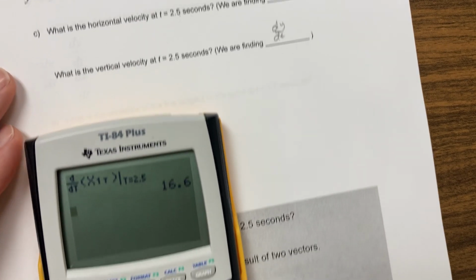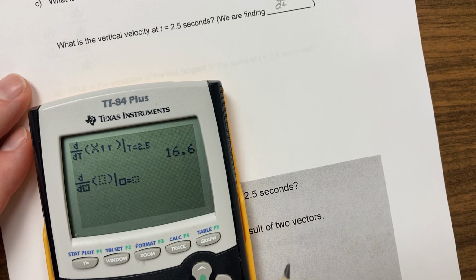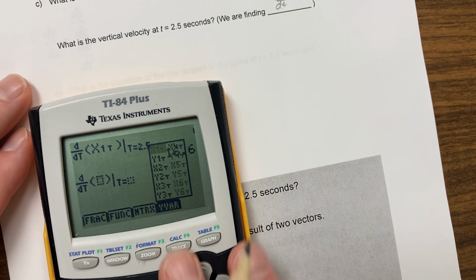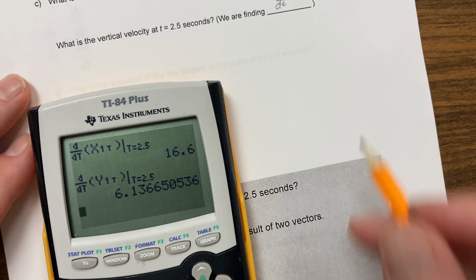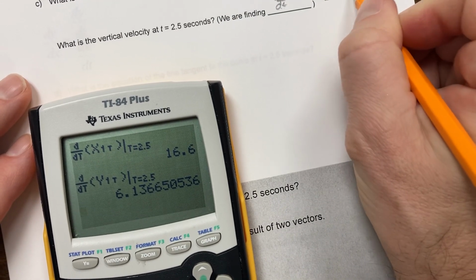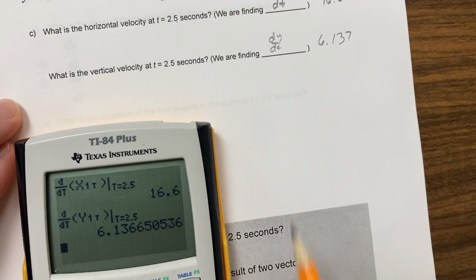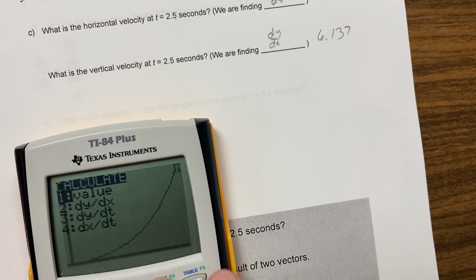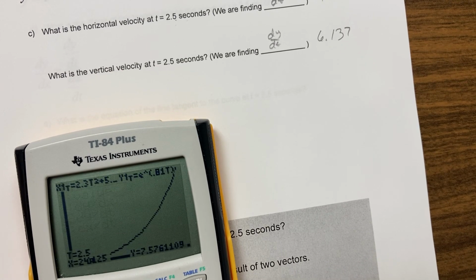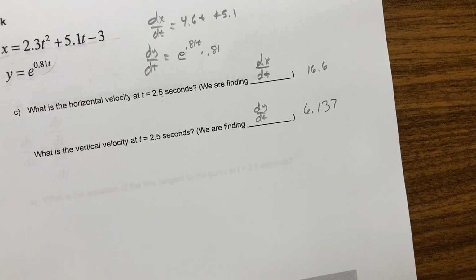If we do that on this screen, it's just as simple as the last one was. The only difference is now we pick y instead of x at 2.5. And we get 6.137. Okay. If we do it on the graphing screen, it's the same way. You go second, calculate dy/dt at 2.5, and there's your 6.137. Okay. So simple enough.